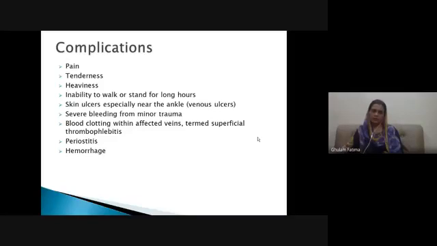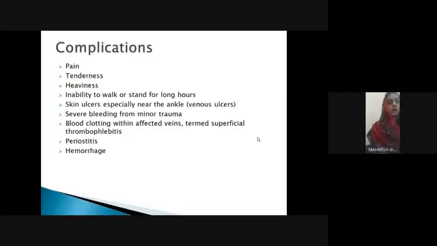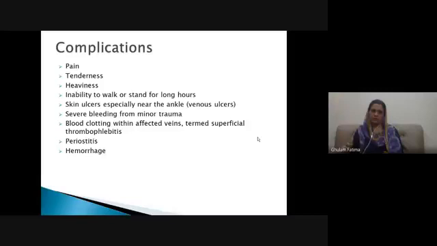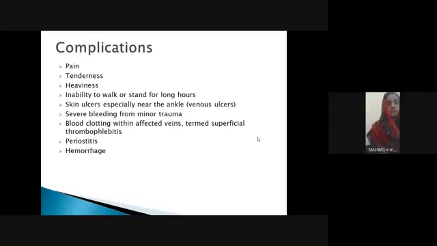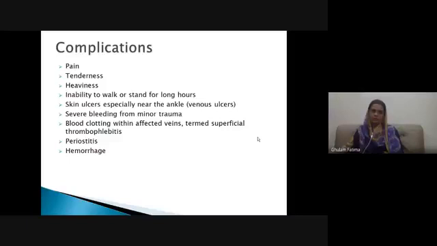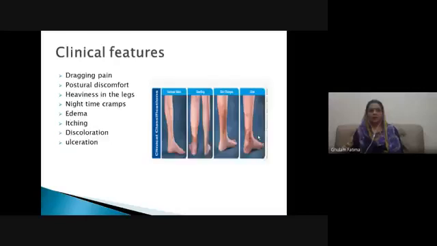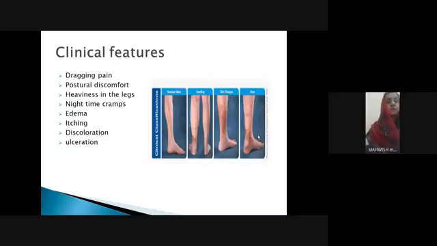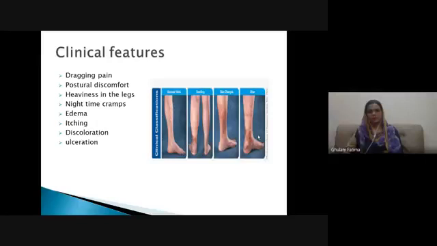Next, complications: pain, tenderness, heaviness, inability to walk or stand for long hours, skin ulcers, especially near the ankle, venous ulcer, bleeding from minor trauma, blood clotting within affected veins, termed superficial thrombophlebitis, periostitis, hemorrhage. Next, clinical features. Clinical features are dragging pain, postural discomfort, heaviness in the leg, nighttime cramps, edema, itching, discoloration, ulceration.